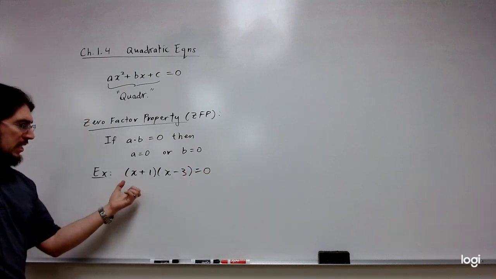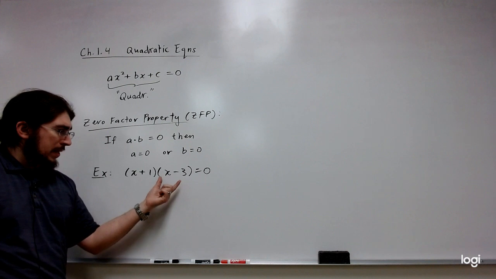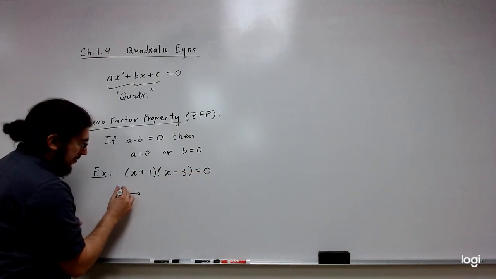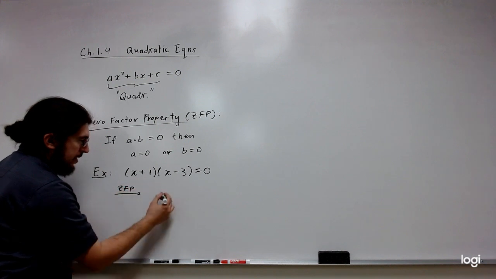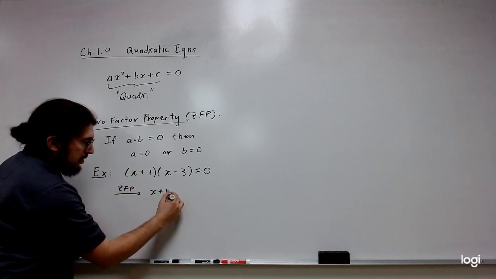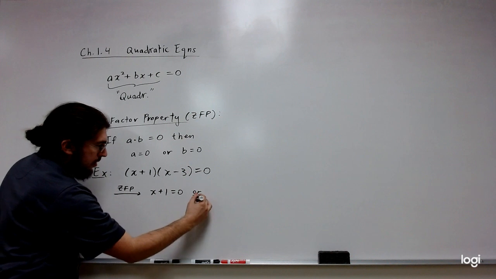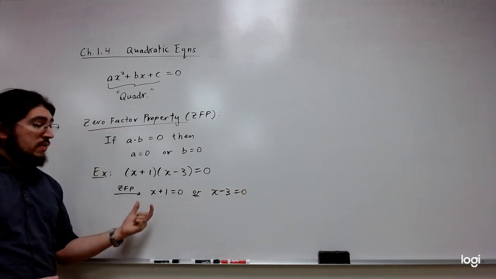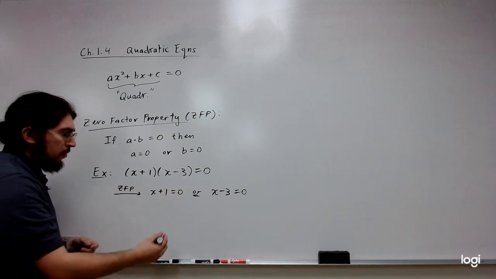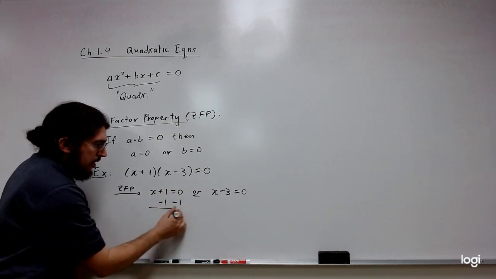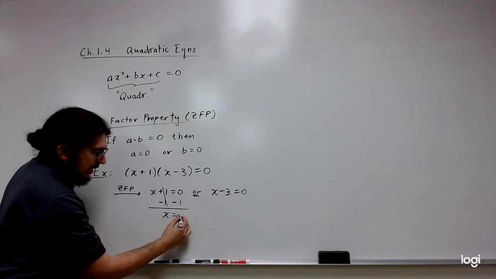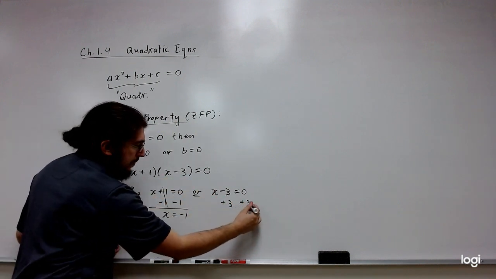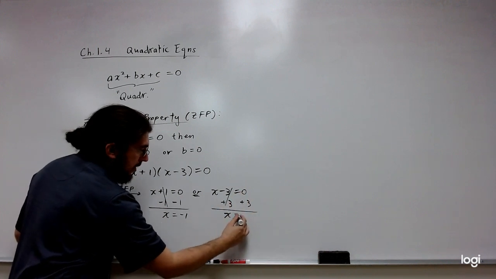We have this product, x plus 1 times x minus 3 is equal to 0. Well, this implies from the ZFP that either x plus 1 is equal to 0 or x minus 3 is equal to 0. So what we can do now is we can solve each of these linear equations, a pretty simple linear equation, I'd say. Hope you agree. Subtract 1 to both sides in this case to get negative 1. And then here, add 3 to the other side to get x is equal to positive 3.